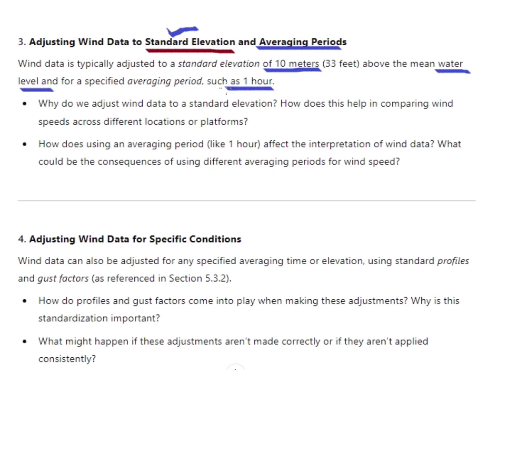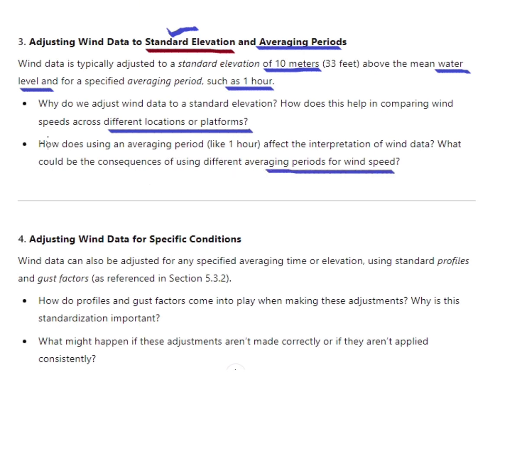So why do we adjust the wind data to a standard elevation? And how does this help in comparing wind speeds across different locations and platforms? This point also we will see. And how does using an averaging period like 1 hour affect the interpretation of wind data? What could be the consequence of using different averaging periods for wind speed?